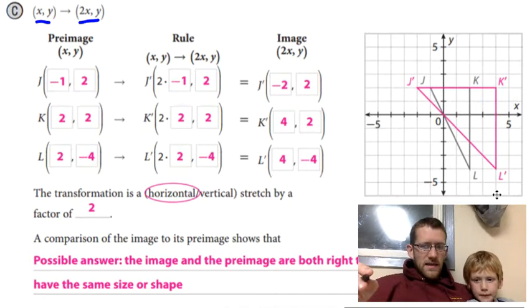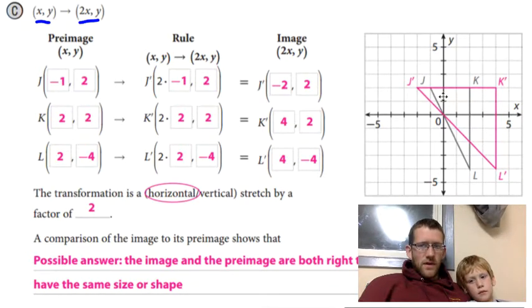Is the size and shape the same? Does it have the same size and shape as the previous triangle? Does the pink one and the gray one, are they the exact same size and shape? No, they're not. The pink one is bigger and fatter, right? So it does not preserve size and shape.